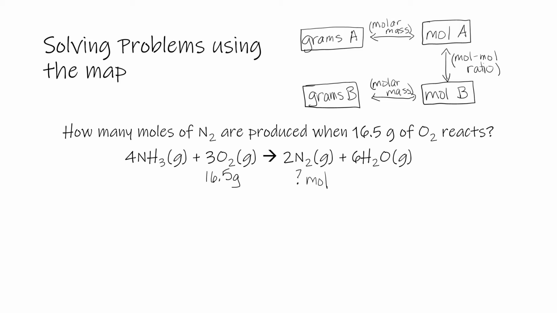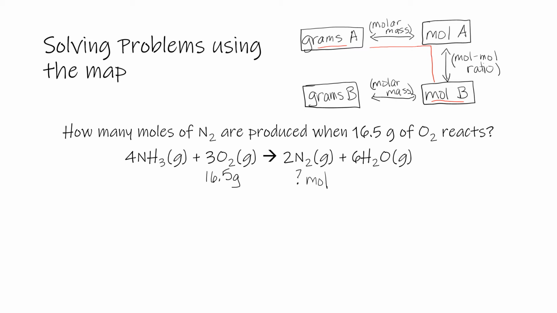Okay, so for this problem, we are starting with grams of one substance. So we're going to start with grams of A. We're going to end up with moles of a different substance. So we're going to end up with moles down here. So we have to travel along our roadmap. So that means that we're going to start with grams of oxygen. We're going to use the molar mass as our first conversion factor to convert to moles of oxygen. And then we are going to use the mole to mole ratio from our balanced equation to convert from moles of oxygen to moles of nitrogen.